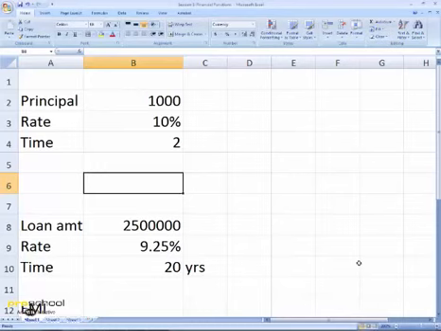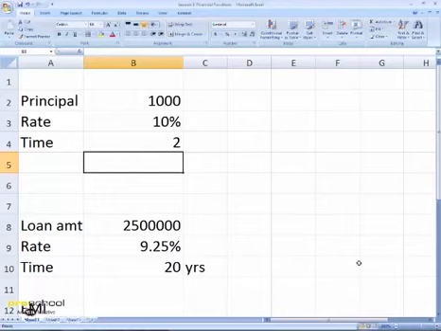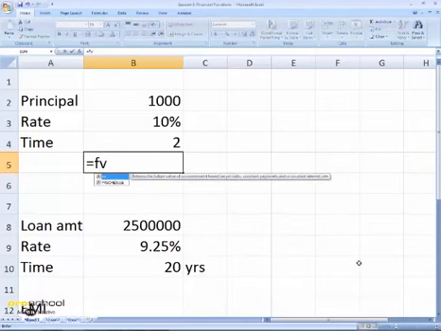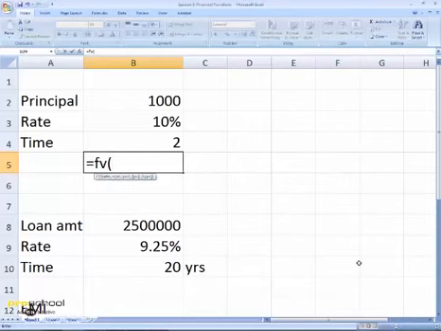So if you refer to the function that we need to use here, it's the FV function, equal to FV, the future value. It says returns the future value of an investment based on periodic constant payments. So in case you also have payments in between, like a recurring deposit, you can use this function. Coming back to this problem statement, I'll say equal to FV, put the bracket.